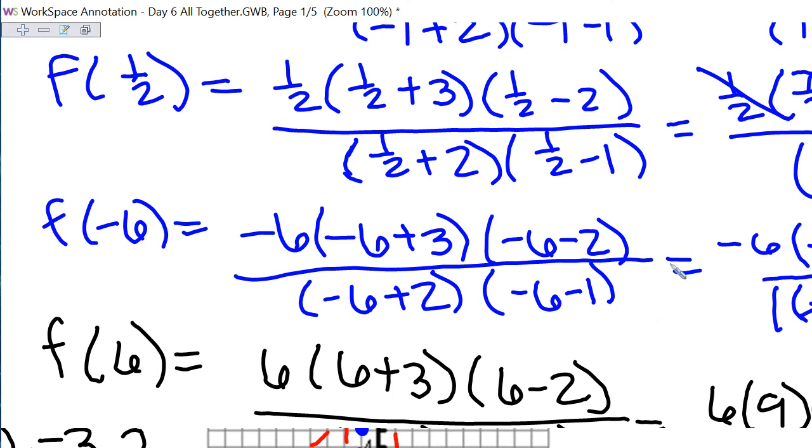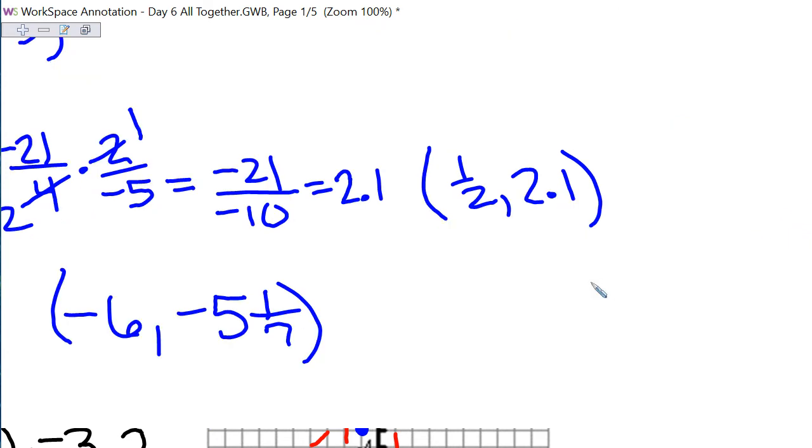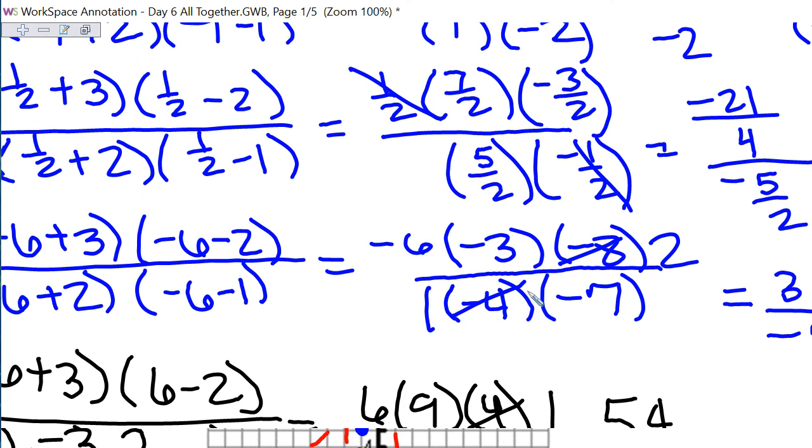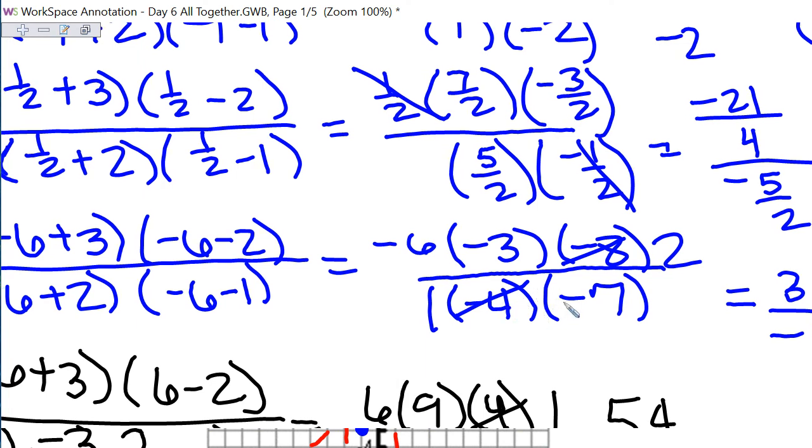1/2. And that'll be a little bit better for us. So what's 6 times 9? 54. Okay. And 2 times 5? 10. And 54 divided by 10? 5.4, or 5 and 4 tenths. So that would be 6, 5.4.